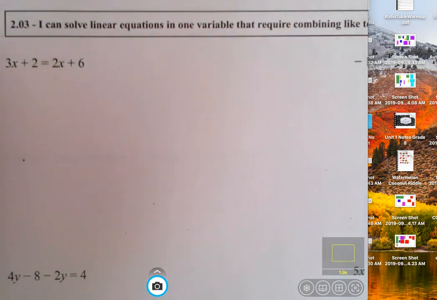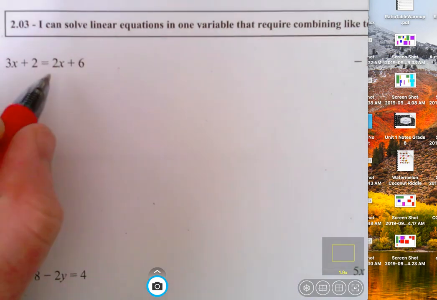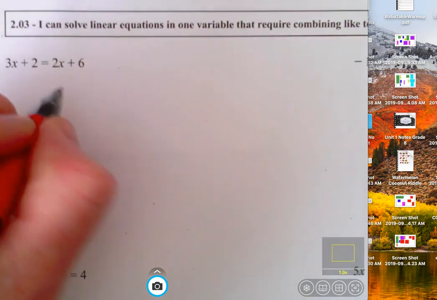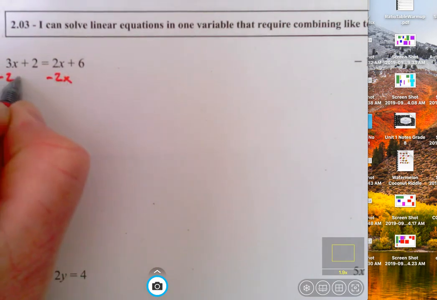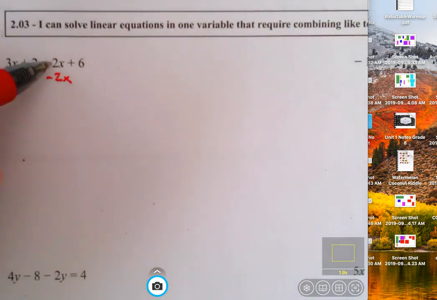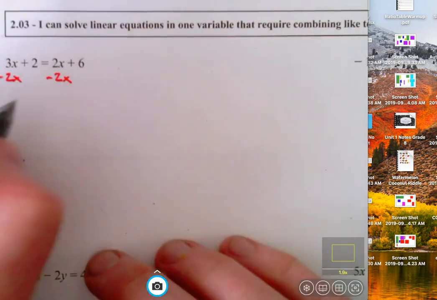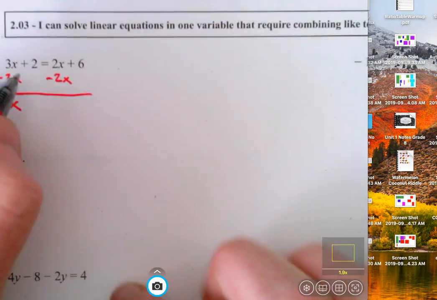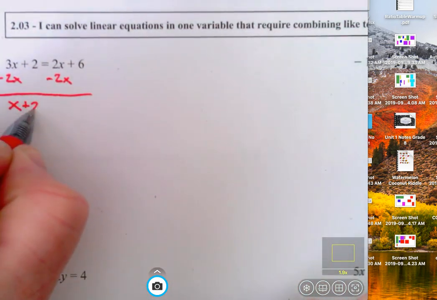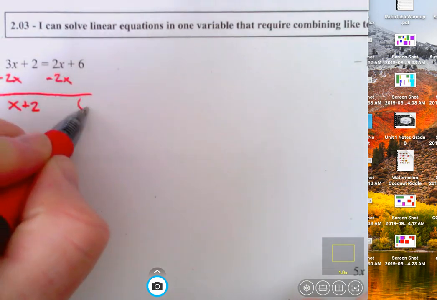Okay, so I have 3x over here and 2x there. Remember, we want to get x on one side and the numbers on the other. So I'm going to remove 2x from both sides because I want to get rid of this. So 2x, remove 2x, those go away. 3x minus 2x, that's going to be 1x. Right? And I still have the 2 here, and I still have the 6.